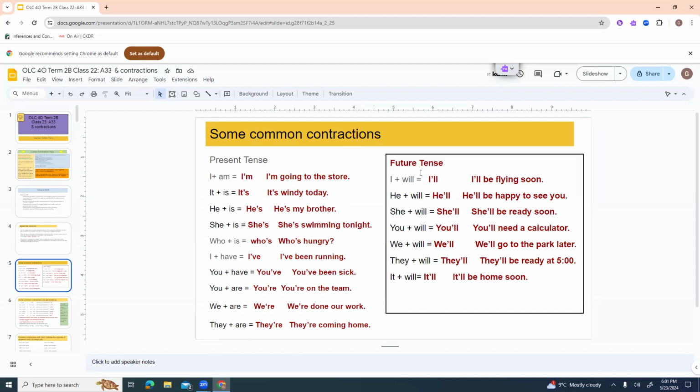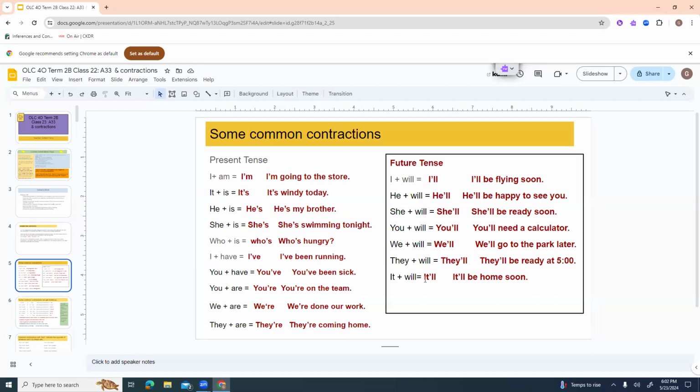And then we talk about the future tense. I plus will is I'll be flying soon. He plus will is he'll be happy to see you. She plus will is she'll be ready soon. You plus will is you'll need a calculator. We plus will is we'll go to the park later. That's another one that's confusing because without the apostrophe, it just looks like the word well. They plus will, they'll be ready at 5 o'clock.